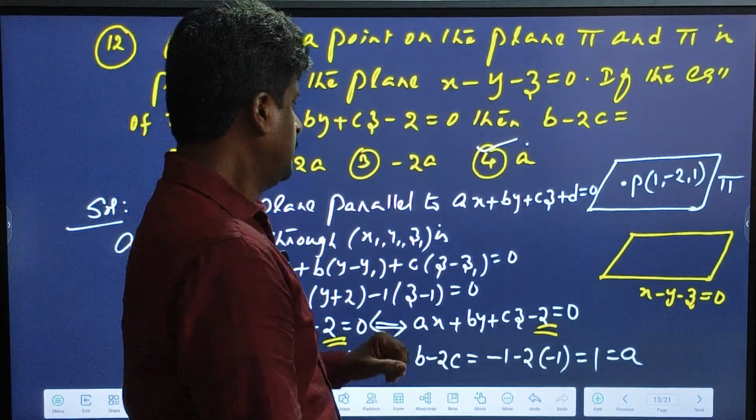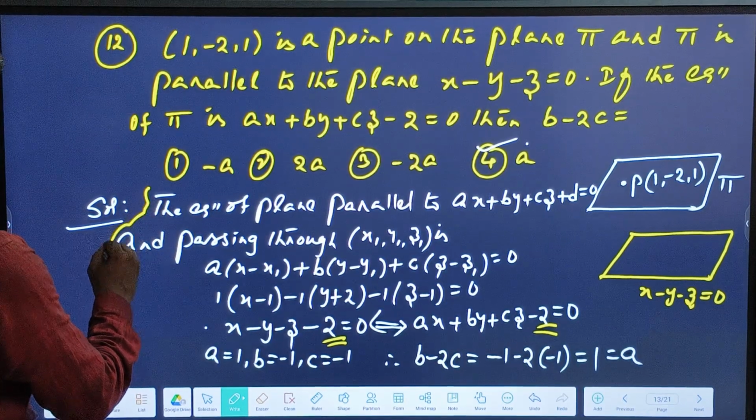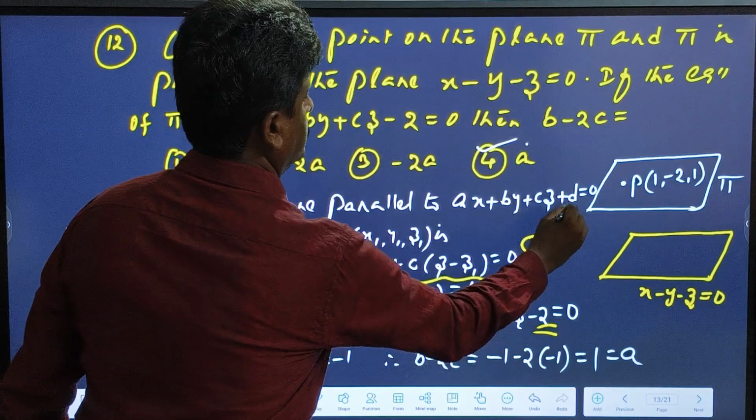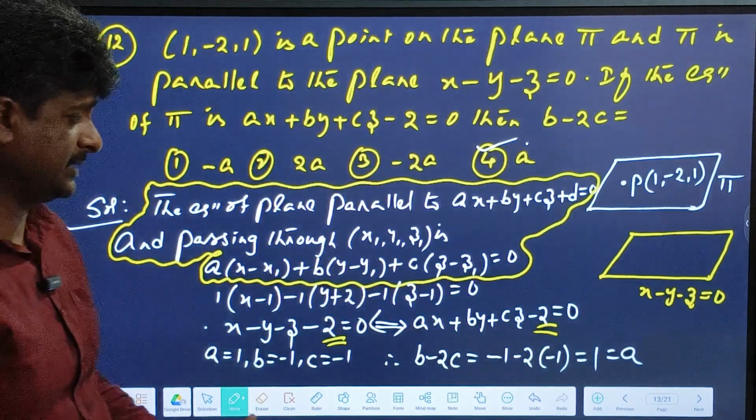Okay. Simple question. Just we have used this formula here. So this is the formula we have used. Okay. Next.